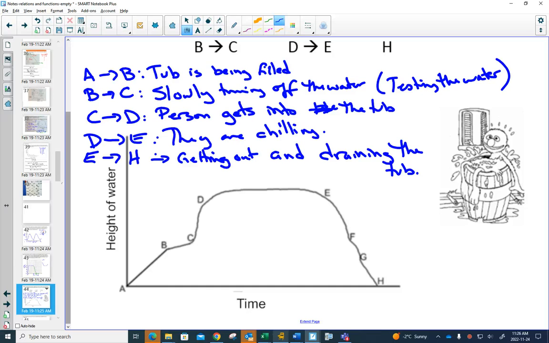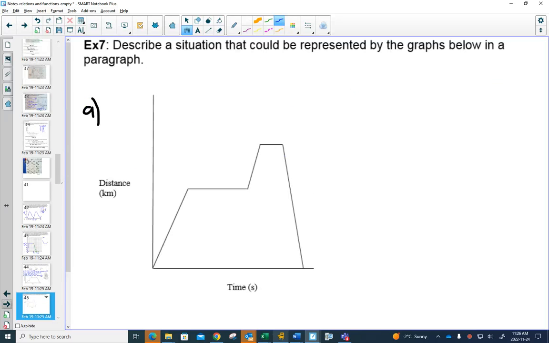Okay, now's your turn to be creative. This is for people that love English. This is your chance to write a story. This is upsetting. For those of you that like math, this is your chance to just apply mathematics to a graph and write a boring story. Okay?